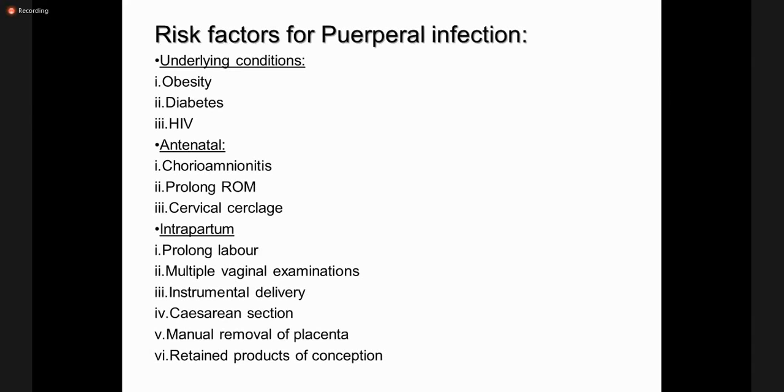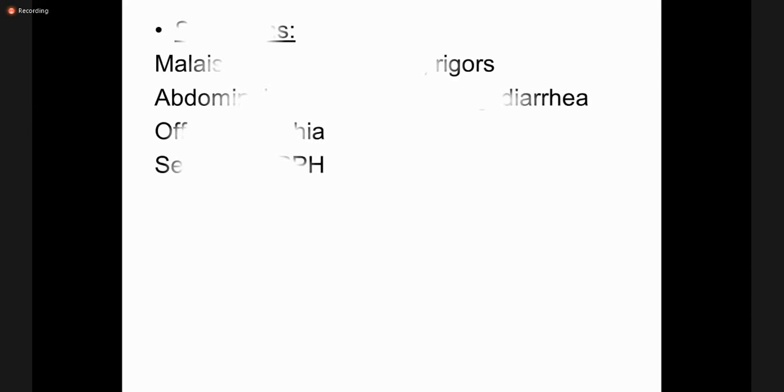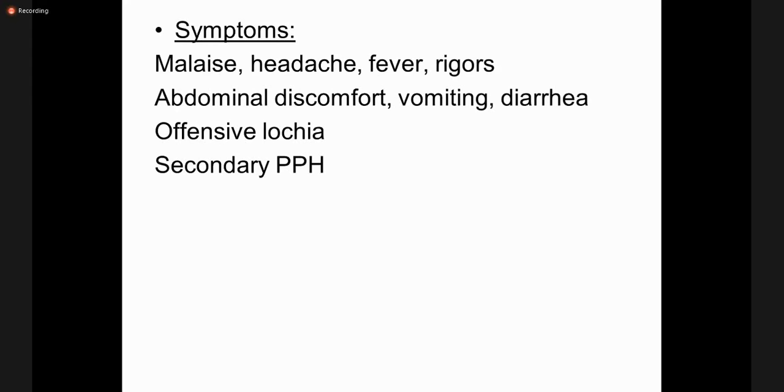What next? What are the symptoms of puerperal infection? There is malaise, headache, fever, rigors. The patient can have abdominal discomfort, vomiting, diarrhea, offensive lochia, like foul smelling lochia, because of genital tract infection. She can develop secondary postpartum hemorrhage because of this infection, uterine endometritis.